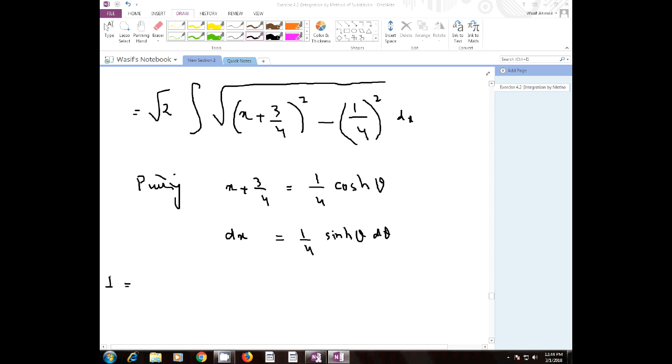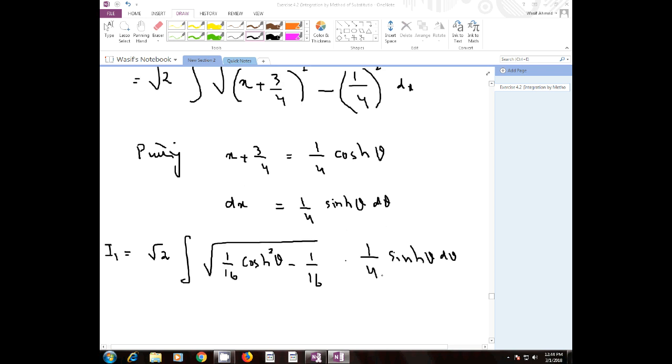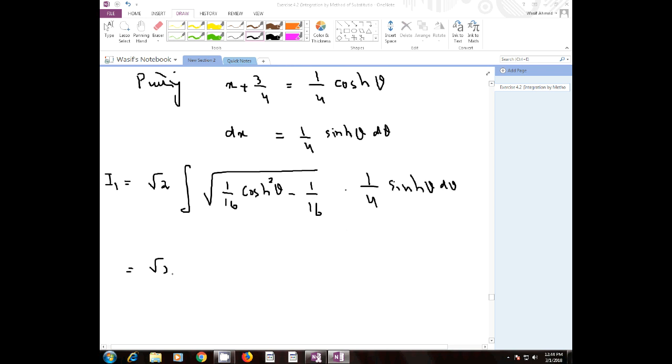Put these values in the previous integral, then I1 is equal to square root 2 integral of square root of, instead of x plus 3 by 4, we have 1 by 4 square, that is 1 by 16, and cos hyperbolic square theta minus 1 by 4 square, that is 1 by 16, multiplied by dx, and instead of dx we are writing 1 divided by 4 sine hyperbolic theta d theta. Square root 2 multiplied by, take 1 divided by 16 as constant between the terms within the square root, and take it out of the square root, you get 1 divided by 4, and within the square root you have cos hyperbolic square theta minus 1, that is equal to sine hyperbolic square theta. And next is 1 divided by 4 sine hyperbolic theta d theta.